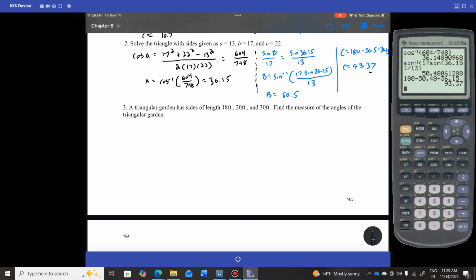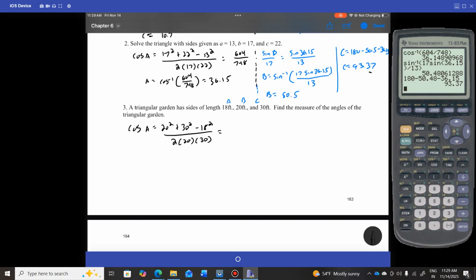With the third problem, very similar. Sides, we have 18, 20, and 30. Again, it doesn't matter which letter is which, we'll just designate one so we know what they are. And so we want the first one. So cosine of A is going to be 20 squared plus 30 squared minus 18 squared over 2 times 20 times 30.